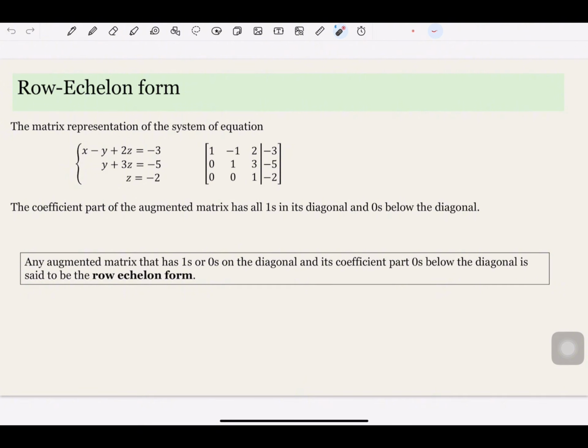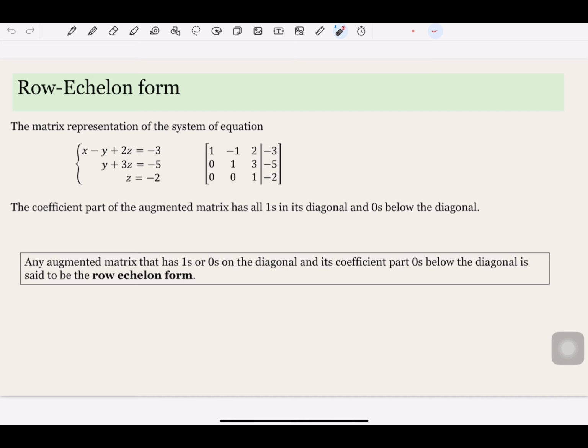So also the diagonal entries, if you take the diagonal entries over here, they're all equal to 1. So this makes it easy to perform back substitution. This is what we call a row echelon form. Formally, any augmented matrix that has all ones or zeros on the diagonal and zeros below the diagonal is considered to be a row echelon form.